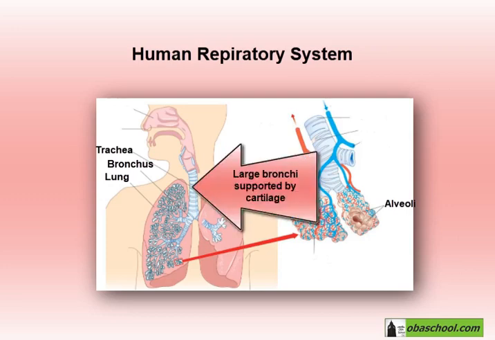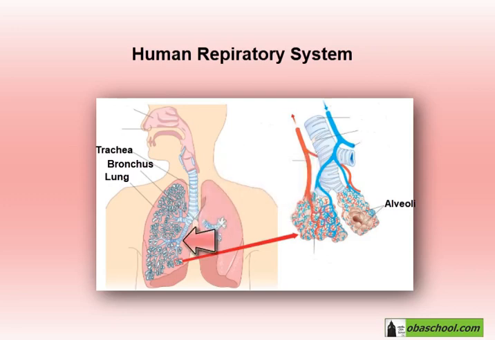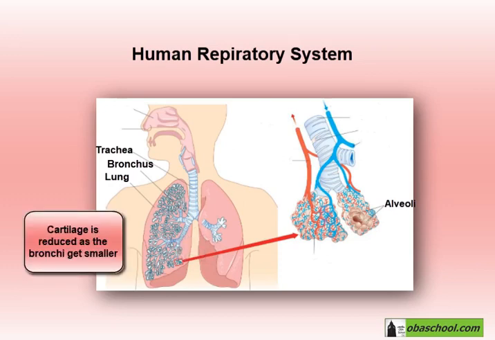Larger bronchi are supported by cartilage. However, as the bronchi are reduced, the cartilage is reduced. So as the bronchi get smaller, we have less cartilage.